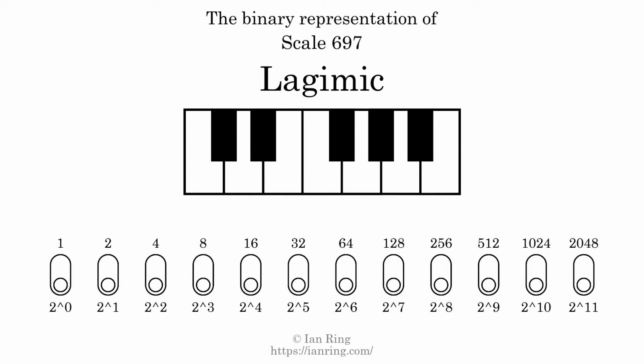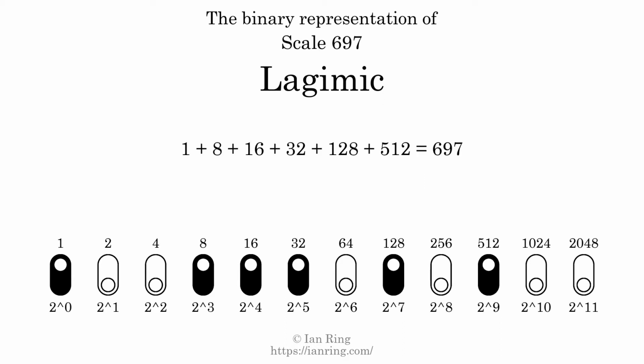The binary representation of this scale is determined by mapping tones of the scale to binary digits. Each binary digit represents a power of 2. To get the scale number, we add the powers of 2 together. The powers of 2 that are present in the scale, all added together, equals 697. That is why the scale number, in decimal, is 697.